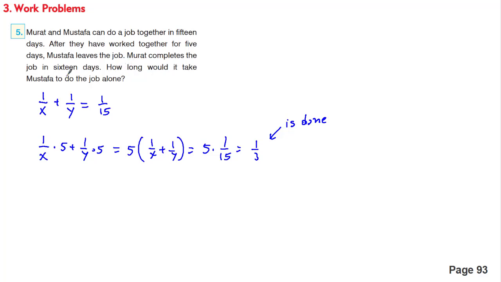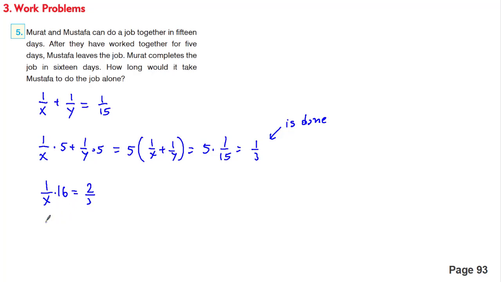Murat completes the job in 16 days. All right, now his work rate: Murat will finish the left part of the job not in 3 days, it says in 16 days. Murat's work rate times how long does he work? He works for 16 days. We'll finish the rest of the job. Well, if 1/3 of the job is done, that means 2/3 are left. Great. So now we just need to solve for x here.